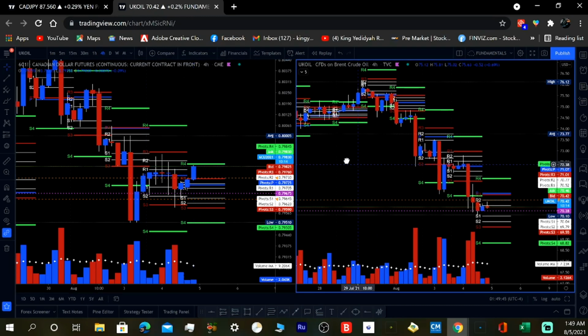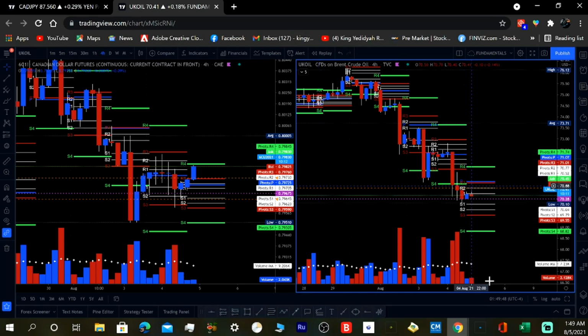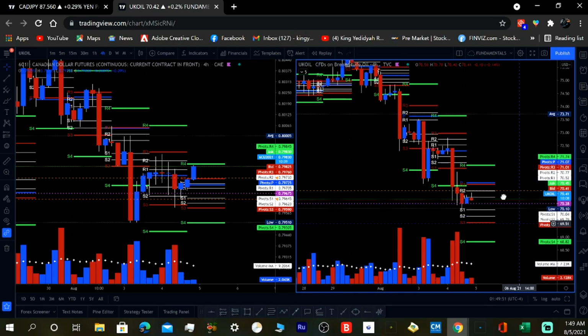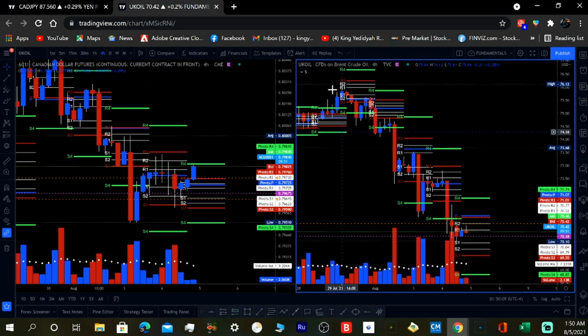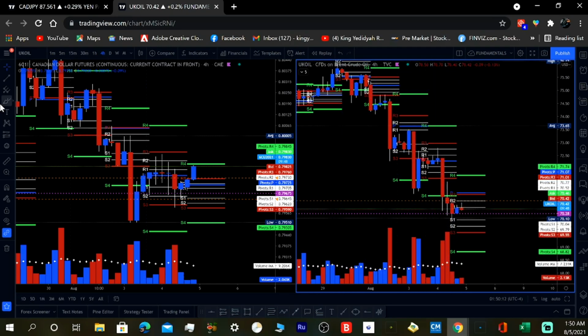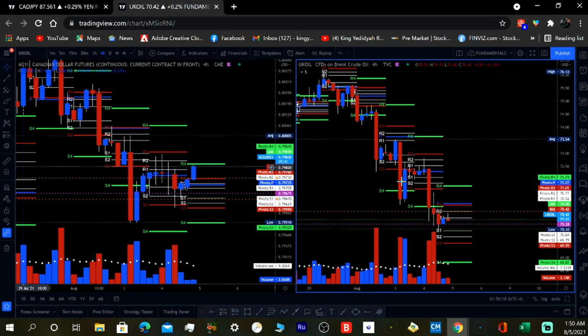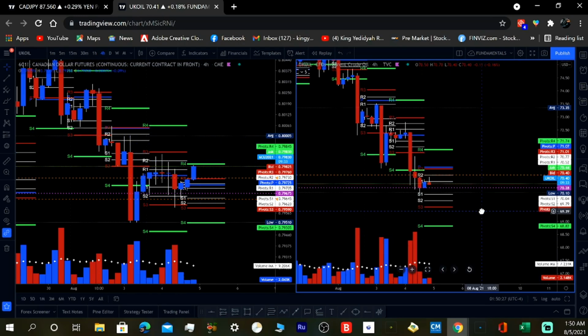And then I was looking at UK oil to see how UK oil was doing. We were in a downtrend because oil is directly connected to the Canadian dollar, because Canada exports a lot of oil. So when oil is doing good, the Canadian dollar will do good. And as you can see, the oil price has been dropping, so the Canadian dollar has been dropping as well. So it's a correlation chart between UK oil and Canadian dollar futures.